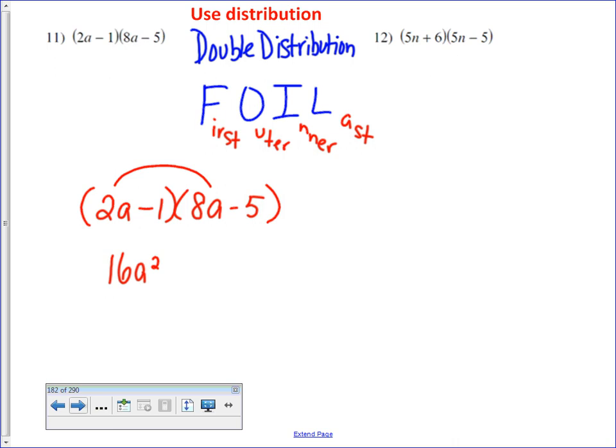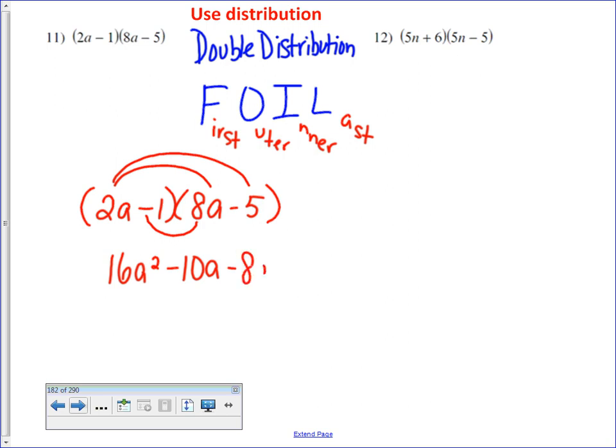Now I'm looking at the outermost terms. So my outermost terms are going to be my outside terms. 2a times the negative 5. 2a times negative 5 is negative 10a. That is my outer. Now let's take a look at the inner terms. The inside terms is the negative 1 times the 8a.